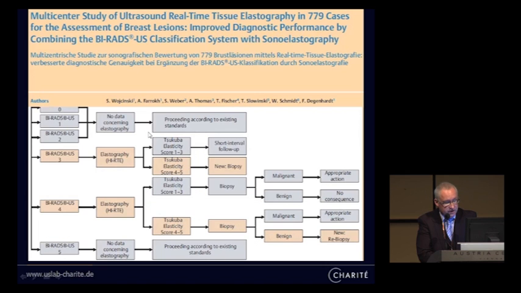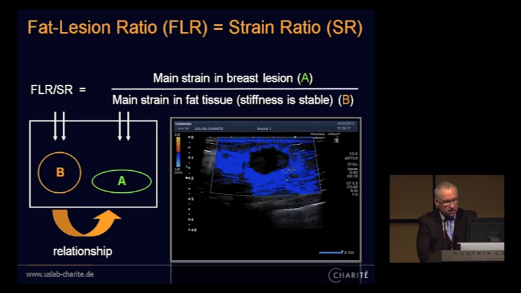Breast imaging, also a very hot topic. I think we have to integrate elastography in the BI-RADS classification, especially to separate BI-RADS 3 as well as grade 4 lesions. And this is an example of how it works.